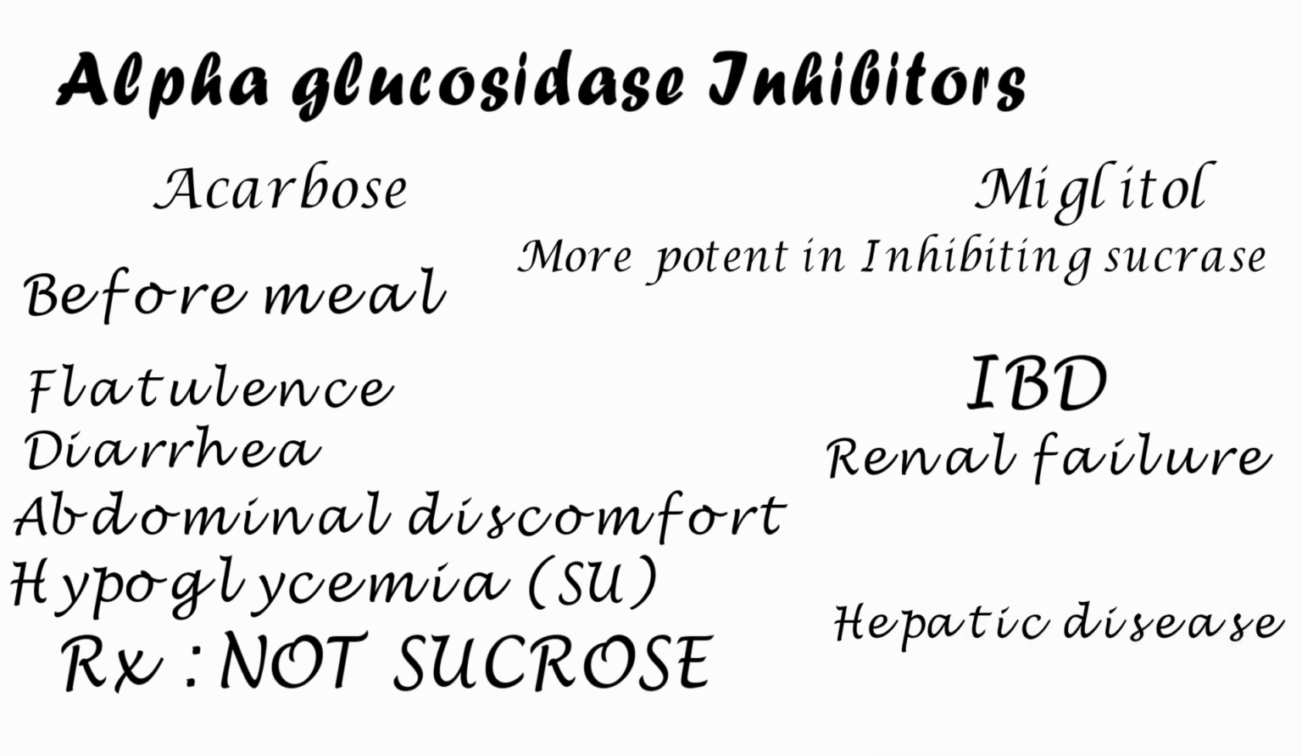The STOP-NIDDM trial shows alpha-glucosidase therapy has prevented new diabetes in pre-diabetics. It helped to restore beta cell function and reduce the cardiovascular morbidities in diabetes.